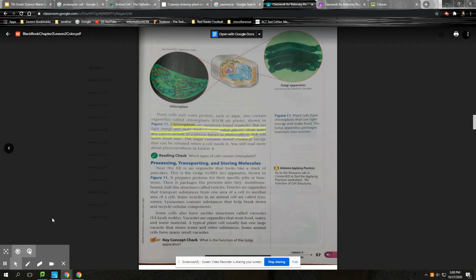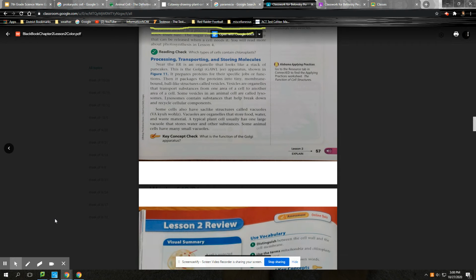All right, now as we scroll on down a little bit, we're going to see something right here that is called the Golgi apparatus. All right, the Golgi apparatus. And what the Golgi apparatus does is it prepares proteins for their specific jobs or functions. In other words, it gets these proteins ready to do whatever it is that the proteins are going to do. So hit the pause button and type that in.